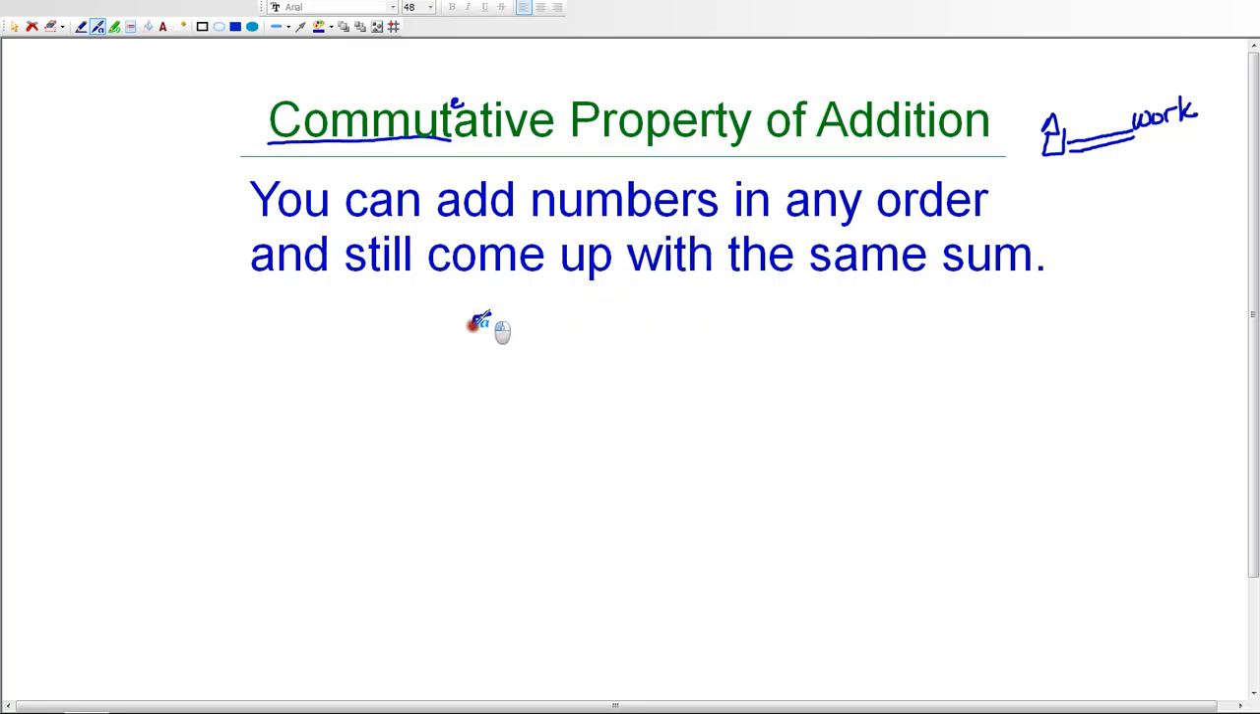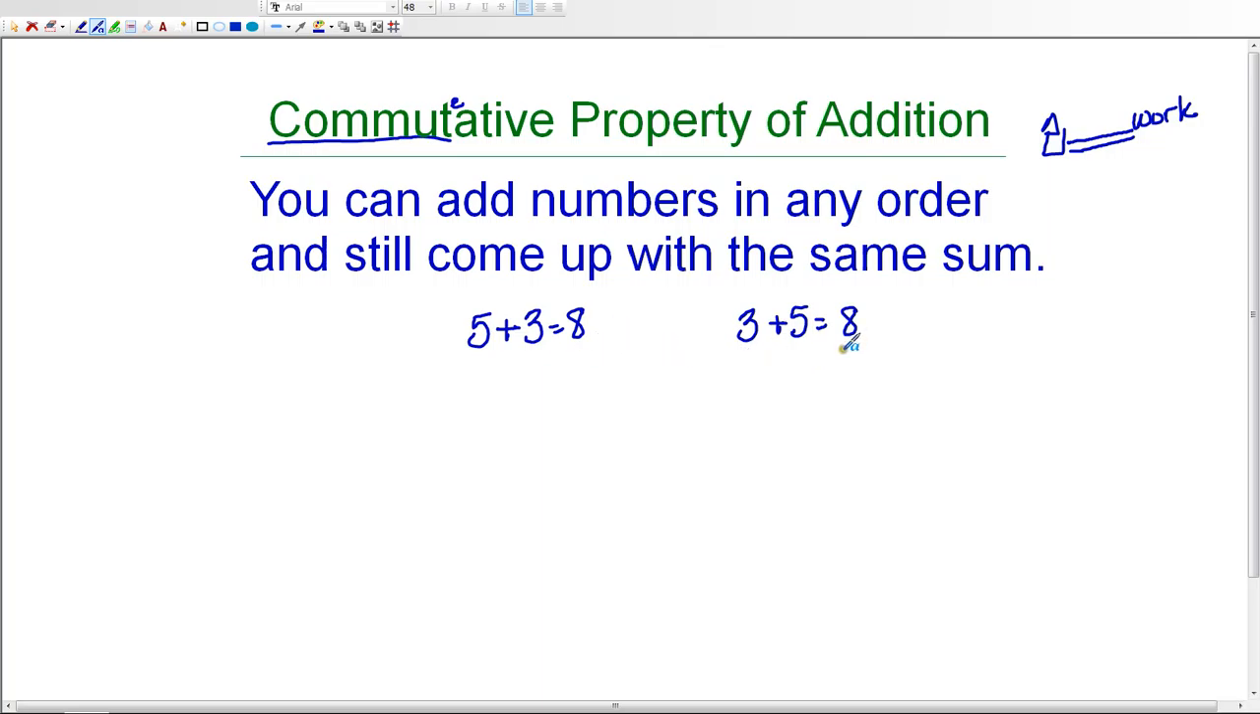It doesn't matter if I'm adding 5 plus 3, which I know is equal to 8, or if I'm adding 3 plus 5, because I'm still going to come up with an answer of 8. So the commutative property says it doesn't matter what order you add the numbers, you're still going to come up with the same answer.